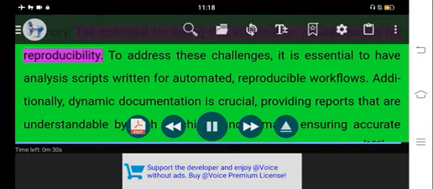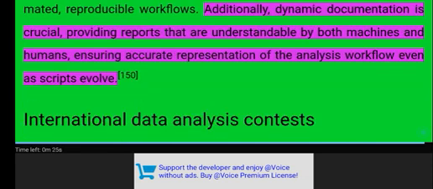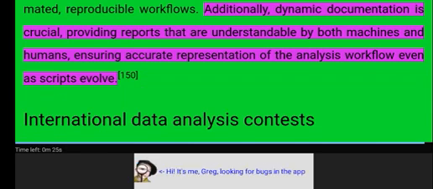issues for reproducibility. To address these challenges, it is essential to have analysis scripts written for automated, reproducible workflows. Additionally, dynamic documentation is crucial, providing reports that are understandable by both machines and humans, ensuring accurate representation of the analysis workflow even as scripts evolve.